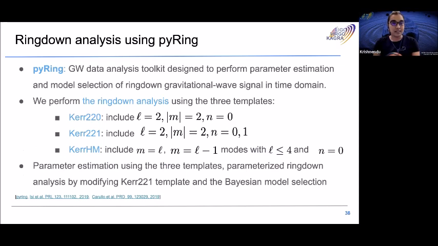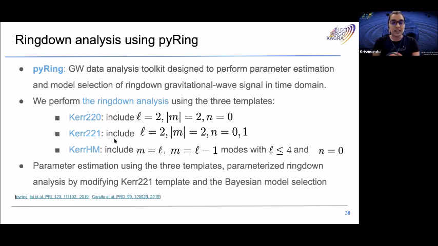In this analysis, we mainly have three different template models to perform this ringdown analysis, which are Kerr220, Kerr221, and Kerr-HM. As you can see from these equations representing different templates, Kerr220 only has the fundamental mode, that is l equal to 2 and m equal to 2, and Kerr221 also has the first overtone, that is n equal to 1, and Kerr-HM has all the higher modes with l less than or equal to 4 with the first overtone.